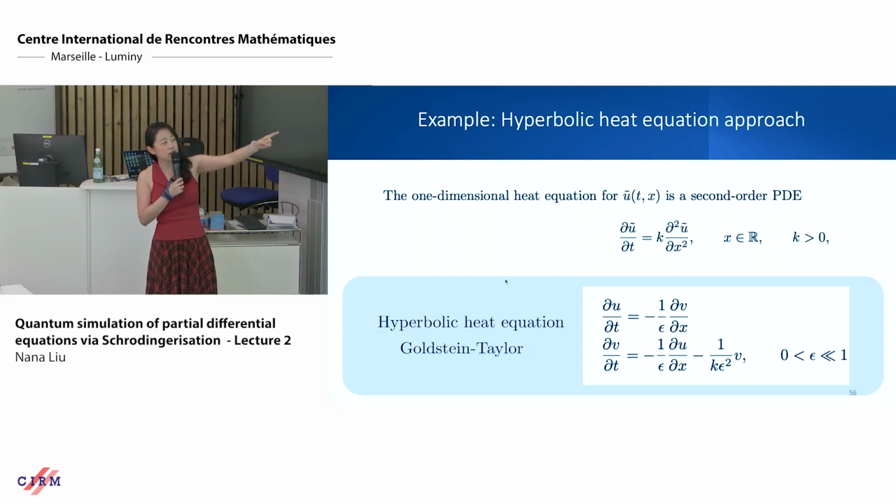But the good thing, at least algorithmically for us, is that the system of the hyperbolic heat equation, sometimes called the Goldstein-Taylor equation, now has first order derivatives. So when you have first order derivatives, that's only one p hat factor, instead of p hat squared.